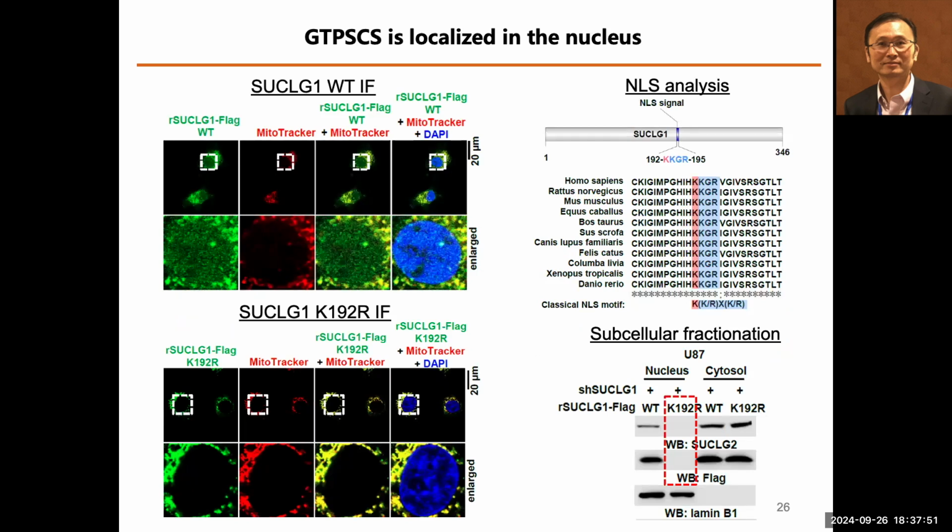So next question will be, because histone lactation happens in nucleus, if this enzyme is located in nucleus. So we did immunofluorescence, wild type cells and the mutant cells. So we demonstrate that this enzyme can be located in nucleus in addition to mitochondria. When we mutate the nuclear localization signal, the nuclear localization largely disappears.